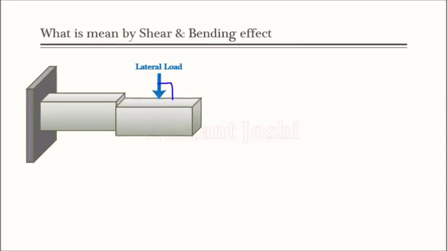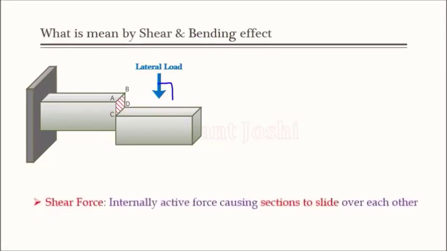One is this. Observe that the portion ABCD, which is shown by hatched line, is sliding over each other. Such a sliding effect is called as shear effect. So internally active force causing sections to slide, that is called as shear force.